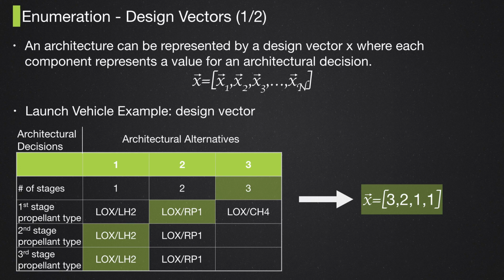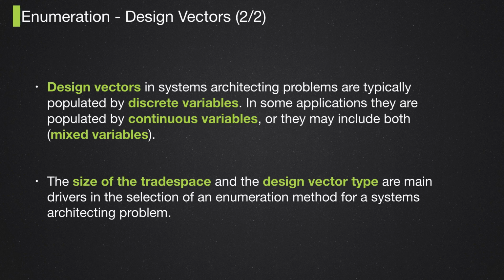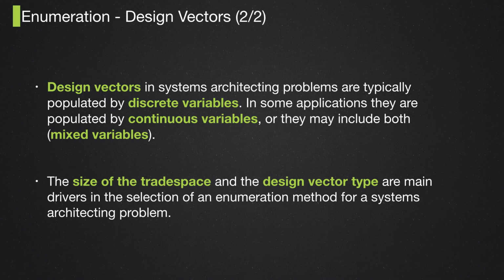So design vectors. Now, of course, there is much to talk about them, right? In system architecting problems, they are typically discrete vectors, meaning they represent a discrete set of options, in the way in which we formulated that. But in some applications, instead, they are populated by continuous variables, right? So they vary in a continuous domain. Most frequently, design vectors are a hybrid of those. So there are some variables that are discrete, some variables that are continuous. So you have to be able to deal with both.